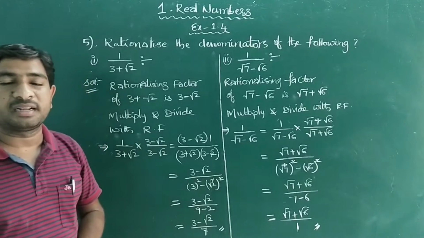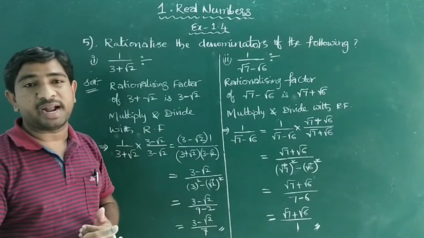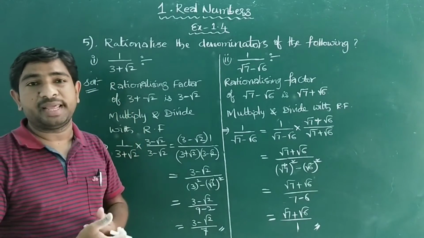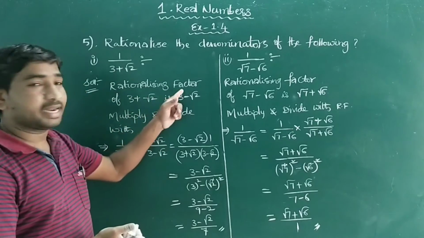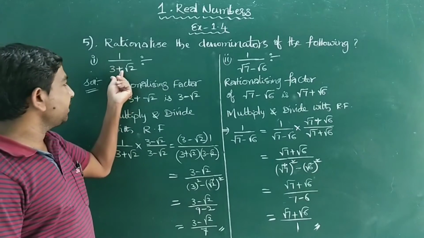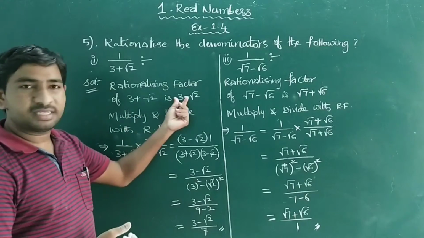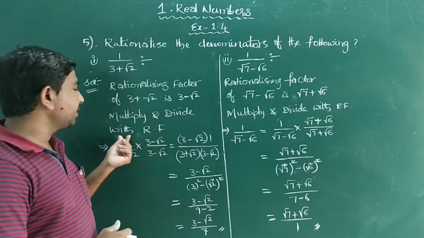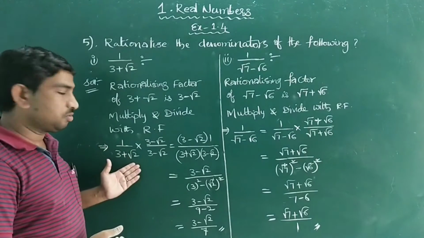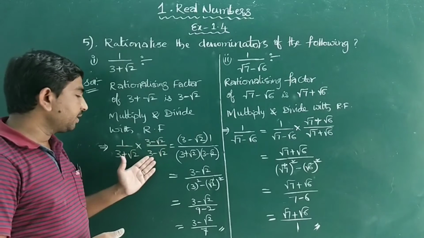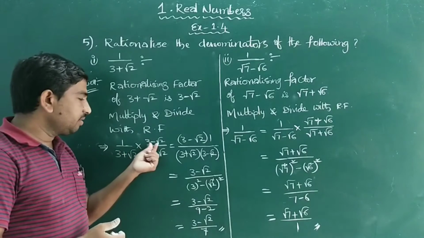To rationalize the denominator, we need to find the rationalizing factor for the given denominator. The rationalizing factor means the number by which we multiply the given denominator to get a rational number. Here the rationalizing factor for the denominator 3 plus root 2 is 3 minus root 2. Then multiply and divide with this rationalizing factor, RF. So 1 by 3 plus root 2 is equal to 1 by 3 plus root 2 into 3 minus root 2 by 3 minus root 2. Why? Because the rationalizing factor for the denominator is 3 minus root 2.